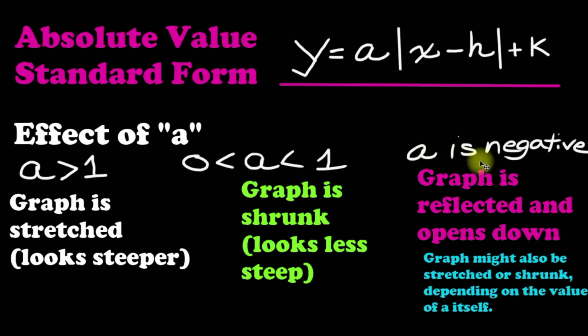Now if a is negative, let's say you have a negative sign in front of a, the graph is reflected and opens down. When you graph an absolute value, you get a V shape, so the V is going to open down. That's the effect of a. That's what a is doing to the parent function.